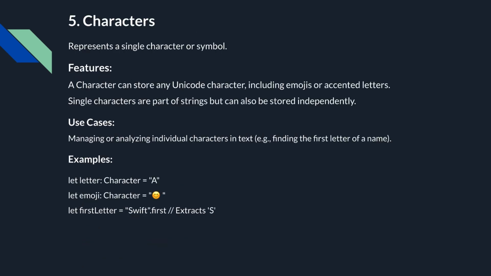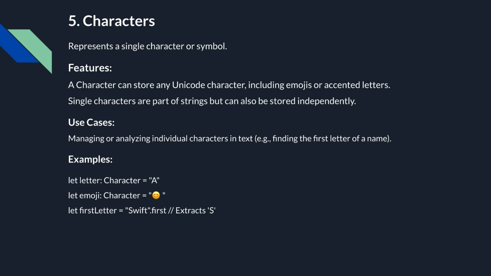Finally, let's talk about characters. A character represents a single symbol, such as a letter, number, or even an emoji. Code example. Letter is a character that stores a single letter. Emoji is a character storing a Unicode emoji. To extract the first character from a string, you can use the .first property, as shown with first letter. Using characters is ideal when you need to work with individual symbols from text data.